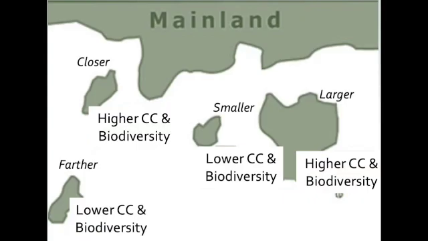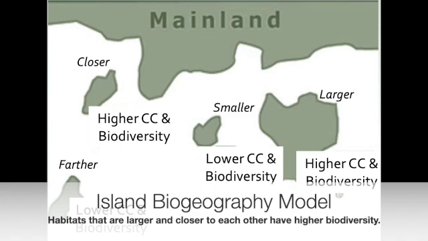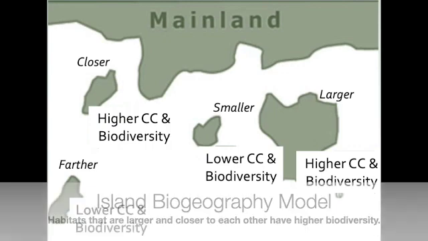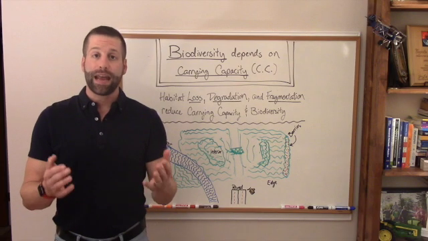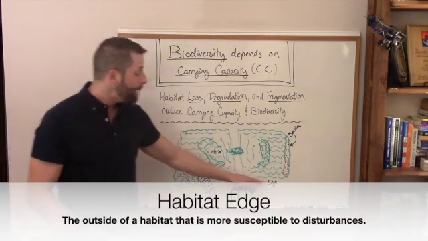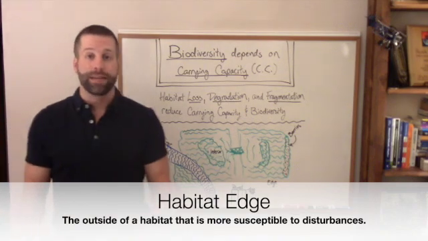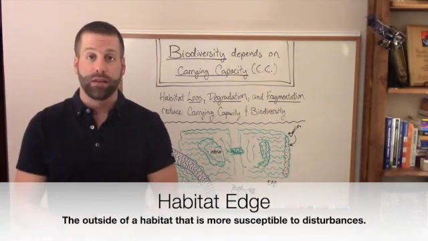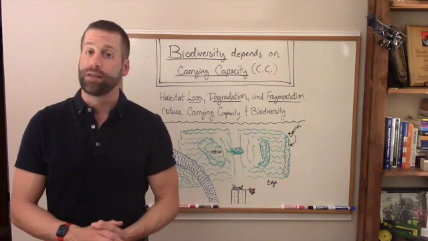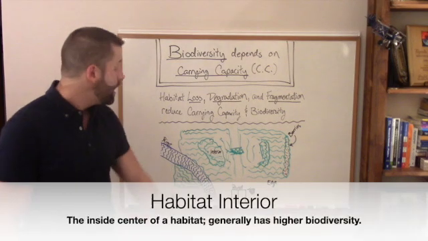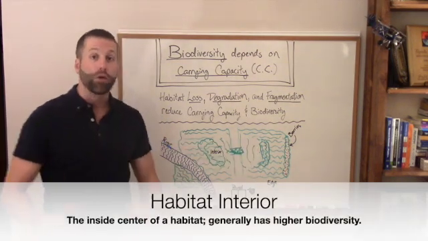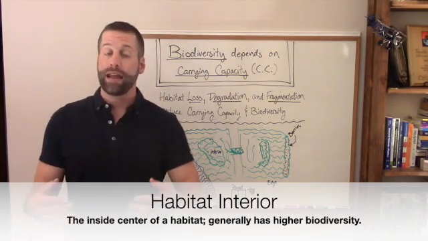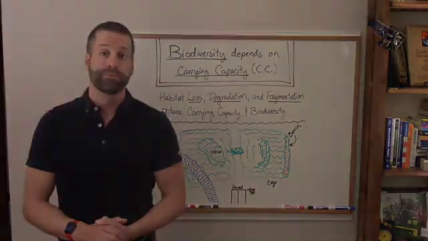We also discussed the island biogeography model, which stipulates that habitats that are larger, more connected, and closer to each other tend to have higher biodiversity than habitats that are small, isolated, and disconnected. We also discussed habitat edge versus interior. We said that habitat edge is simply the outside of a habitat that's more susceptible to disturbances. As a result, habitat edge tends to have lower biodiversity. Habitat interior is the centermost or innermost portion of a habitat and tends to have the highest levels of biodiversity.